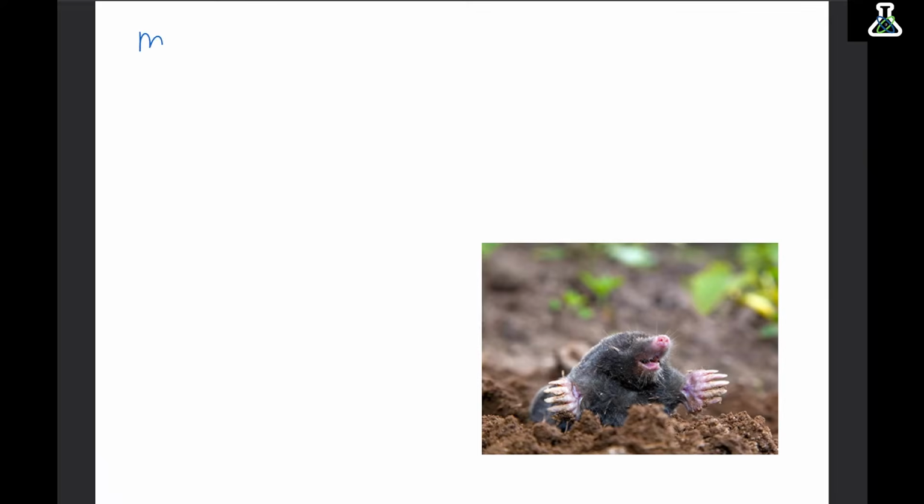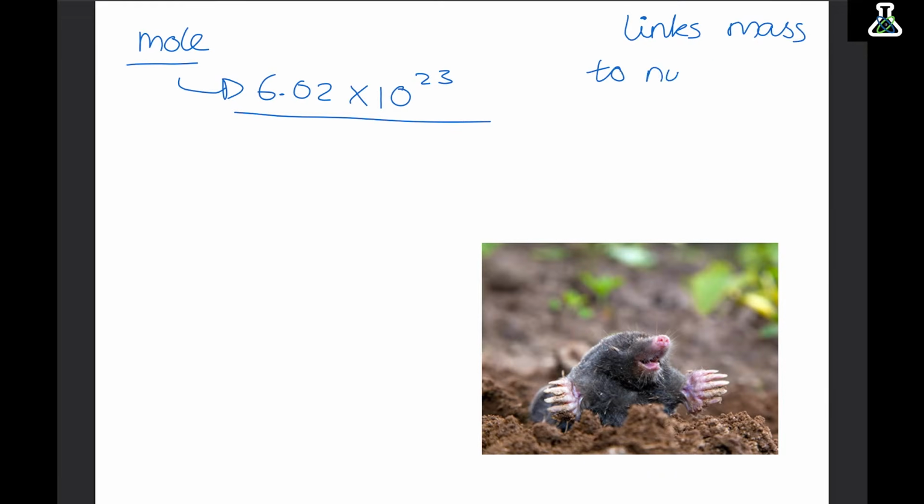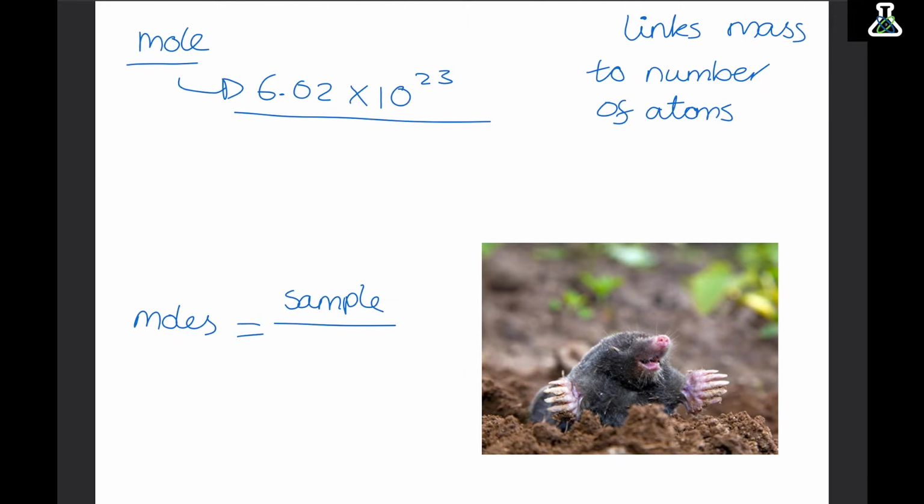Now, a mole isn't just a furry little creature that lives in the ground, it's also the name of a special number. And this number is 6.02 times 10 to the power of 23. Now, you don't need to memorise this number, but you need to be able to recognise that this is 1 mole. And this special number links mass to the number of atoms in a sample. Now we can calculate the number of moles by dividing the sample, so how much of the thing we have, divided by the mass of its compound.